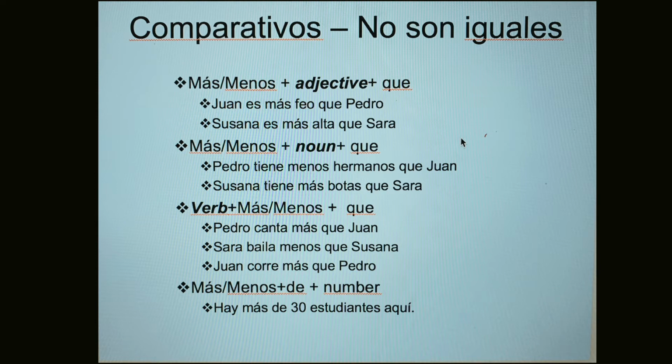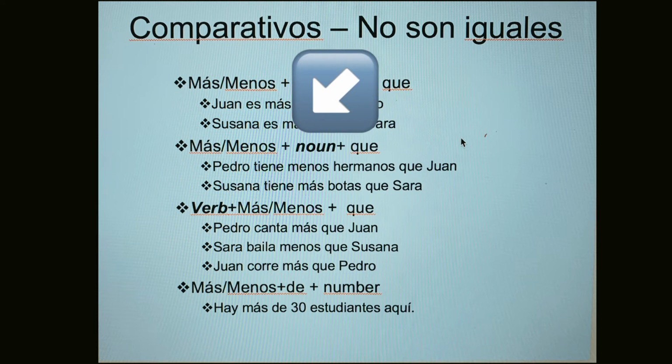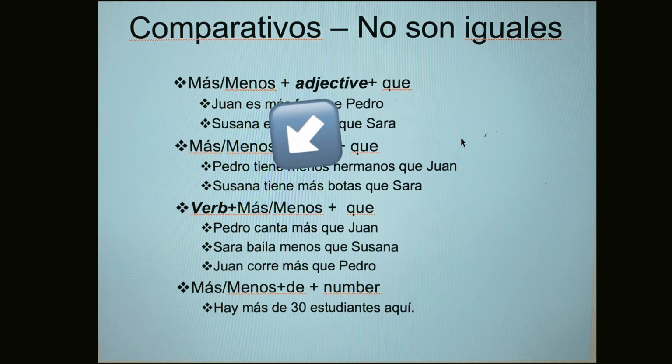You use más or menos plus the adjective and then the word que. For example, Susana es más alta que Sara. You use más or menos plus the noun plus que. For example, Susana tiene más botas que Sara.